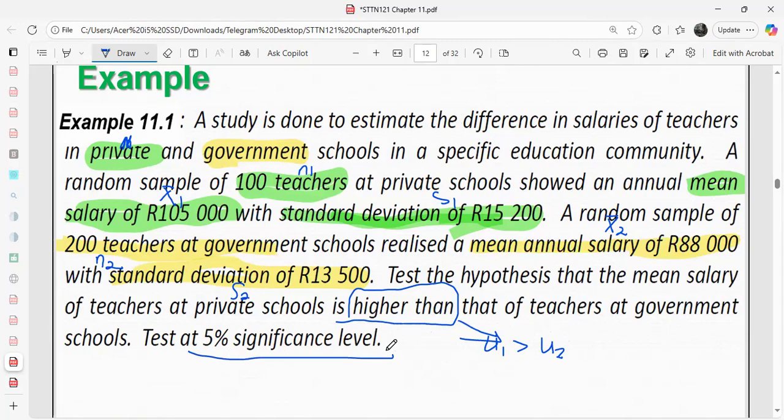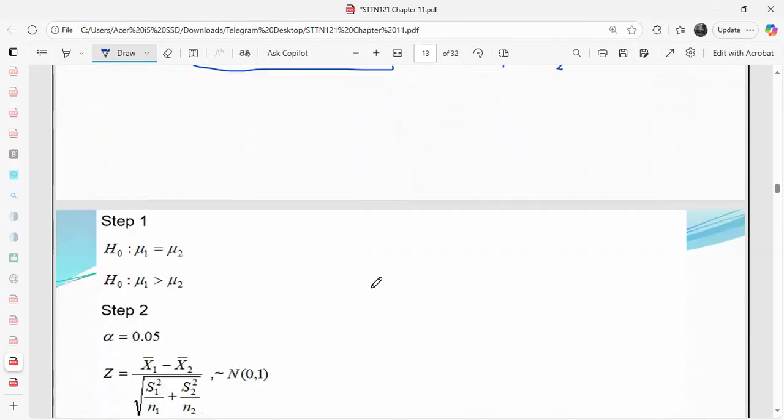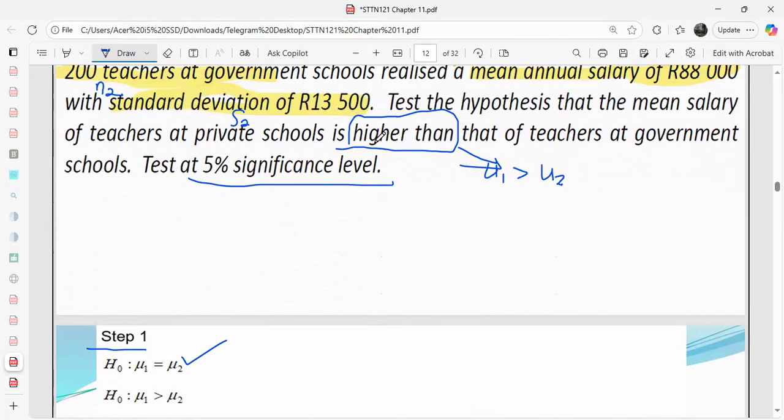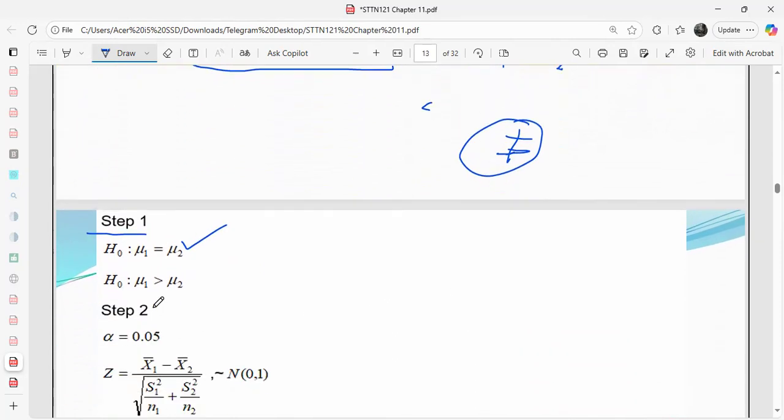Now let's check. This is step 1. You formulate: H0, population mean 1 is equal to population mean 2; H1, population mean 1 is greater than population mean 2, because of the higher than. If it was less than, we're going to put less than. But if they didn't mention anything, they just say maybe sufficient evidence, we're going to put something like this. This is the symbol for the two-sided. That isn't why they used greater than.